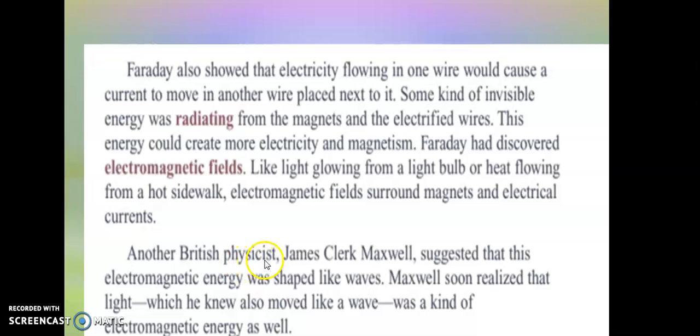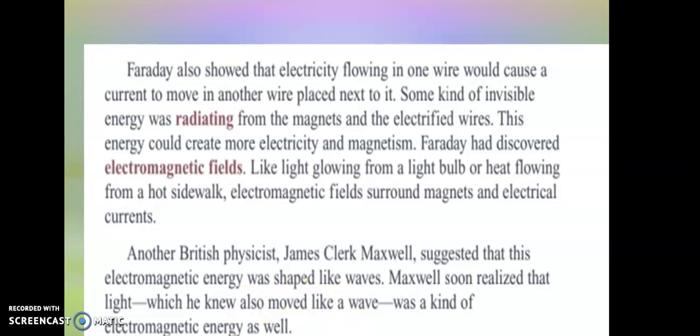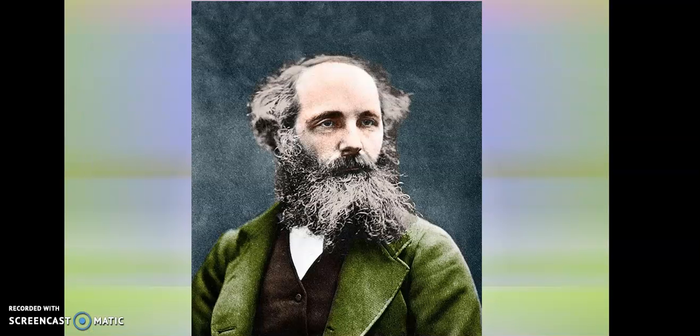Another British physicist, James Clerk Maxwell, suggested that this electromagnetic energy was shaped like waves. Maxwell soon realized that light, which he knew also moved like a wave, was a kind of electromagnetic energy as well. So I want to show you the picture. He was James Clerk Maxwell, right? The one that suggested that electromagnetic energy was shaped like waves.